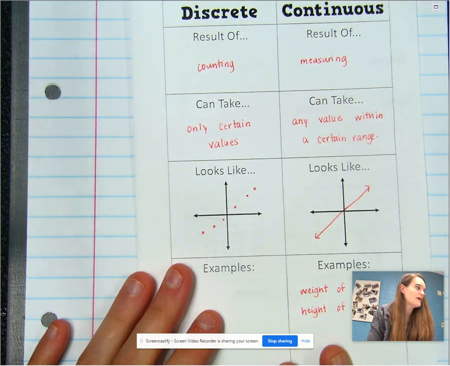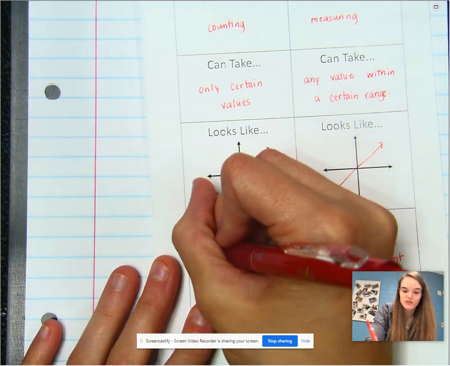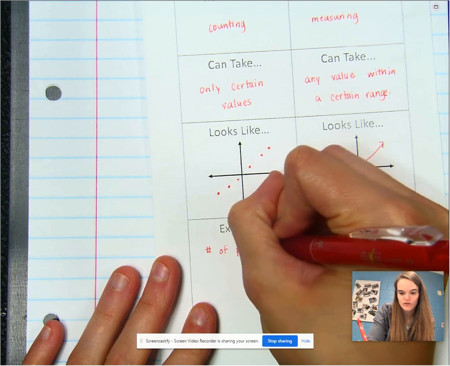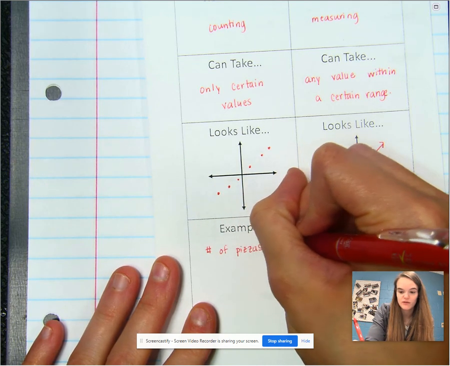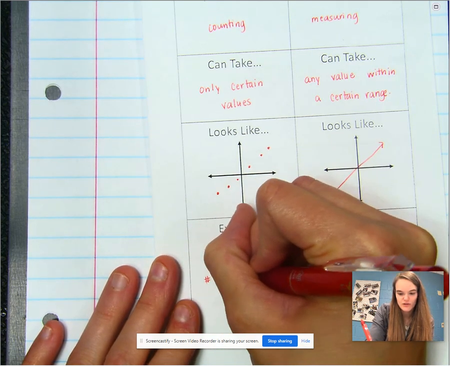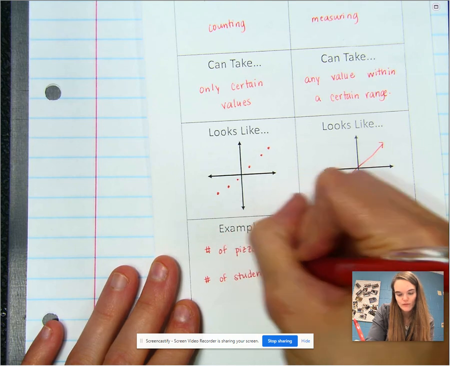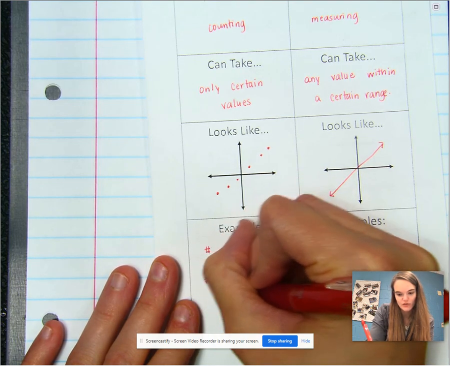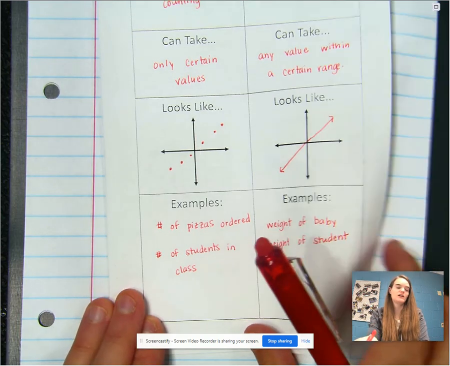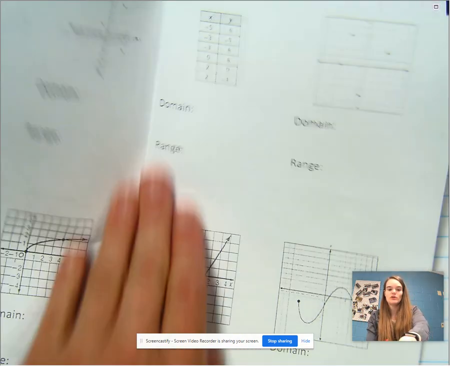That is a discrete graph. For instance, number of pizzas ordered. They won't let you order half a pizza. Or number of students in a class. That is the difference between continuous and discrete. And we do talk about these a little bit more as we go through, okay? Not only are we going to talk about continuous and discrete today, we're going to talk about domain and range. And we're going to do that on the inside here. So domain and range, continuous and discrete.